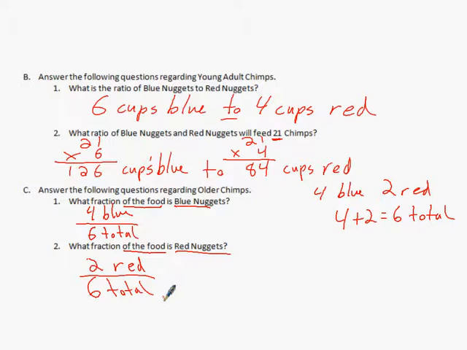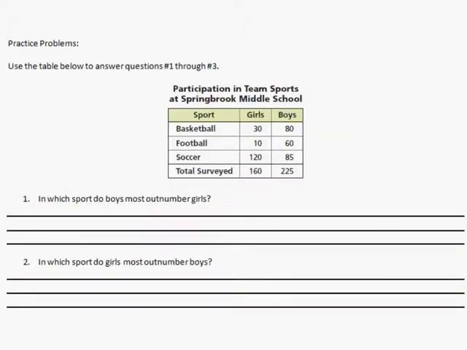All right. Baby chimps grew up to be young adult chimps, grew into the nice ripe old age for older chimps. Let's try a couple practice problems. Use the table below to answer questions number 1 through number 3. Participation in team sports at Springbrook Middle School. We have the sport, basketball, football, soccer, and totals. We have girls and boys separated into each sport. Question number 1, in which sport do boys most outnumber girls?